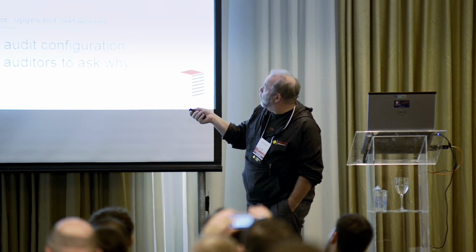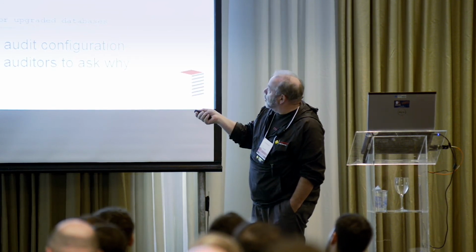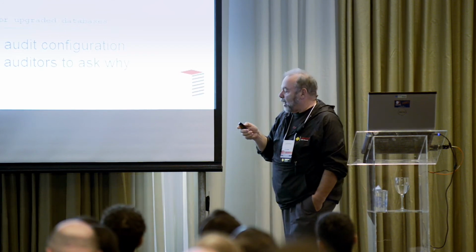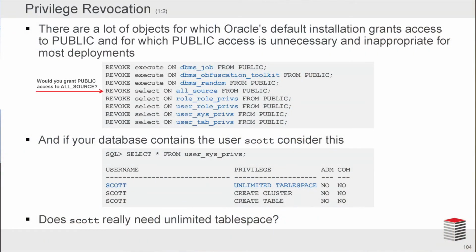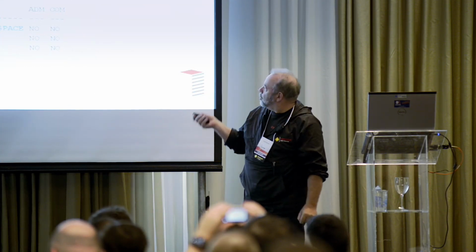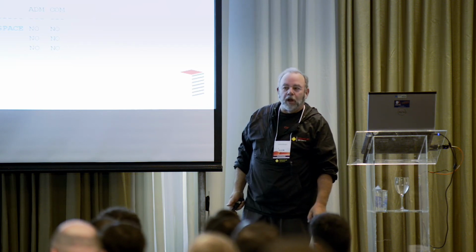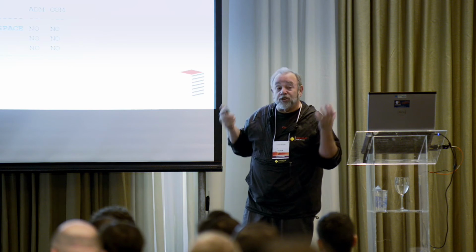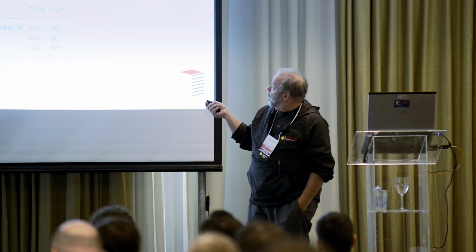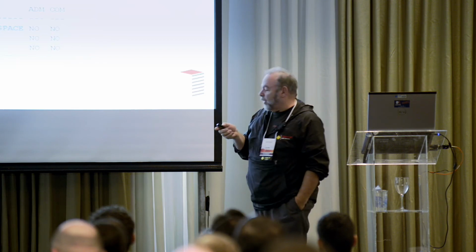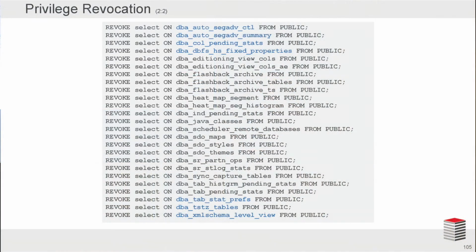So secconf.sql revokes from public a lot of things that were granted to public in the past. However, in spite of that, Oracle has still not revoked some of the most critical privileges. By default, Oracle gives access to all source to public. I can tell you that from my perspective, every user of my Oracle database does not need access to all the source code for the application that they're running. To me, that is just lunacy, but by default, Oracle gives access to all source to public. You probably want to take that away, and there are lots of other things that you probably want to take away as well.